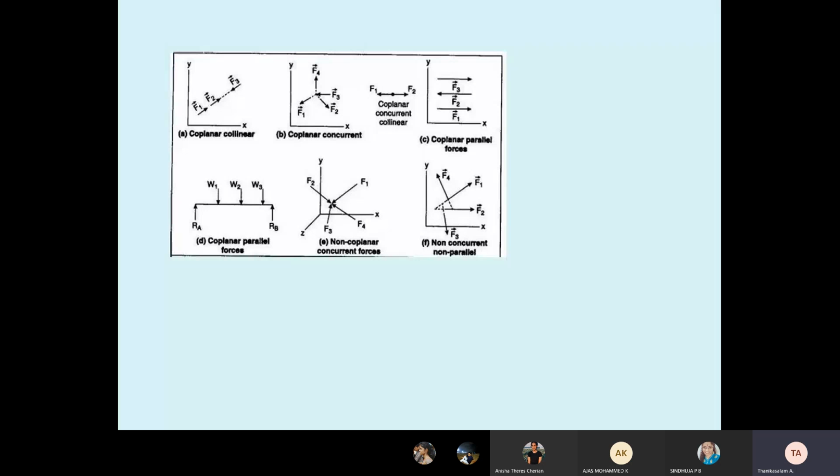Then coplanar is further classified into coplanar collinear, coplanar concurrent, coplanar parallel, and coplanar non-concurrent. Then non-coplanar concurrent and non-coplanar non-concurrent we discussed.